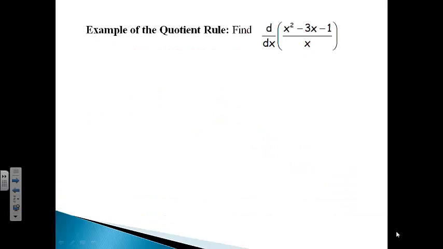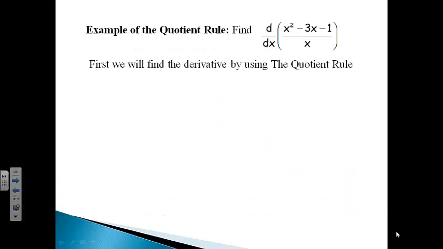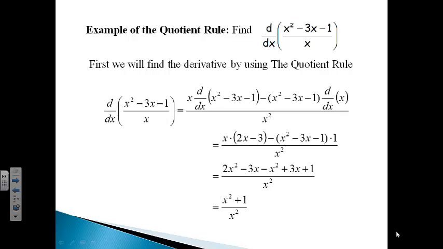Okay, let's do one more. I think there's one more. X squared minus 3x minus 1 over x. I'm going to show you two different ways. First, I'm going to do this with the quotient rule. So I have low, which is x, d high, which is the derivative of x squared minus 3x minus 1, minus high, x squared minus 3x minus 1, d low, which is the derivative of x, over x squared.